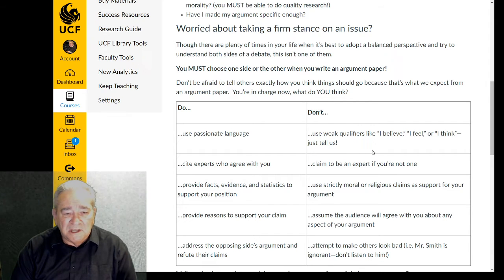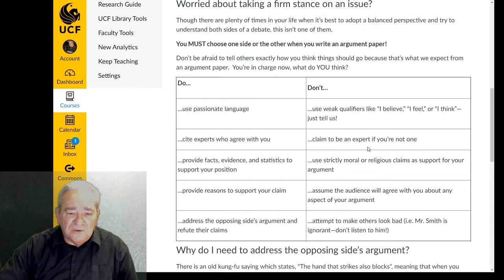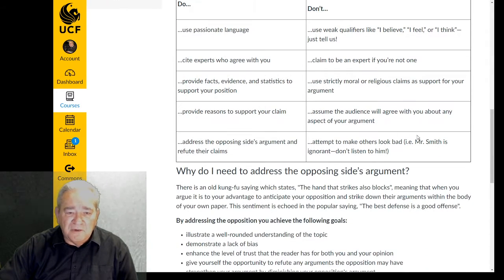with the claims. It doesn't come from the fact that you just claim something. You may have the very best worded, logical, rational conclusion, but that's not going to change anybody's mind that would oppose you. People are going to want to see evidence. Do address the opposing side argument and refute their claim.